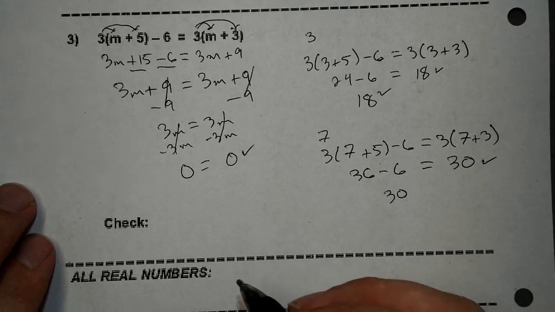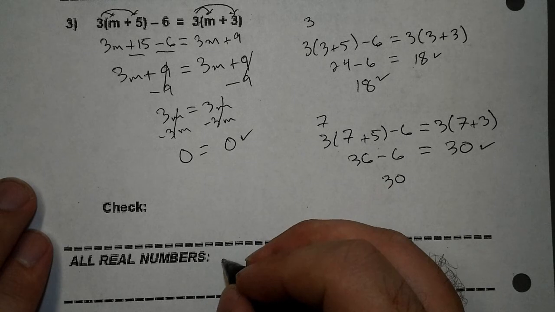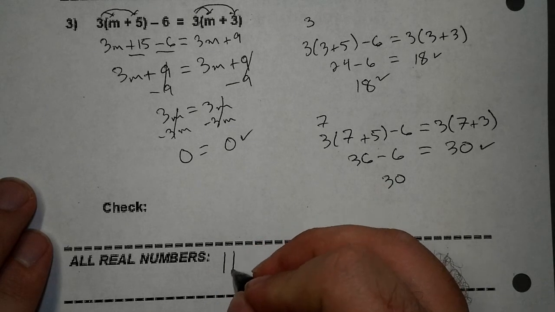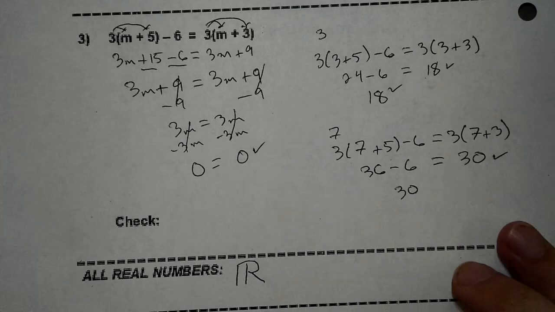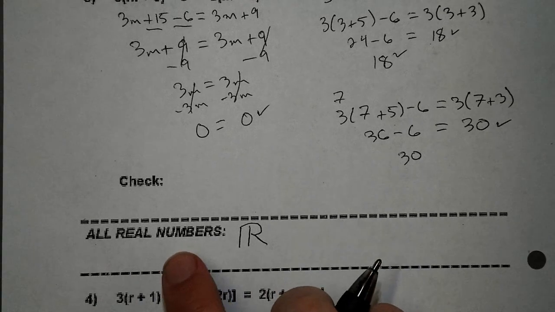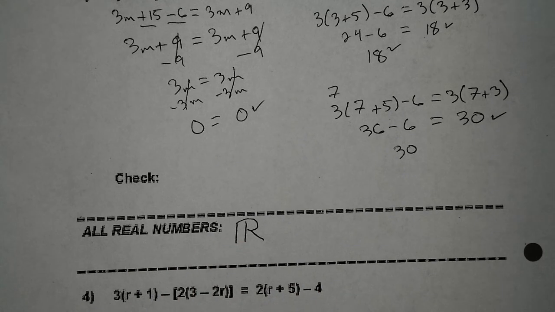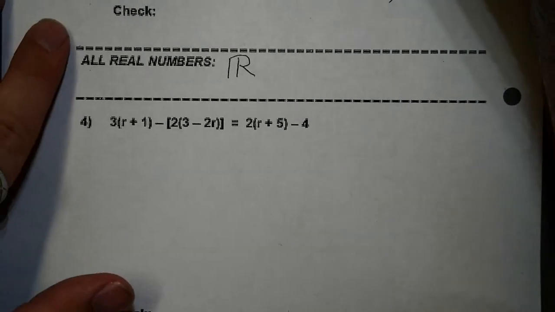Fancy way to write it, you could write out the words all real numbers, or you could write this symbol. Make 2 straight lines and then connect it with a capital R. That is a symbol for all real numbers. You can either write the phrase all real numbers or you can use this symbol. Alright, let's look at the last one, see if this one does anything weird.